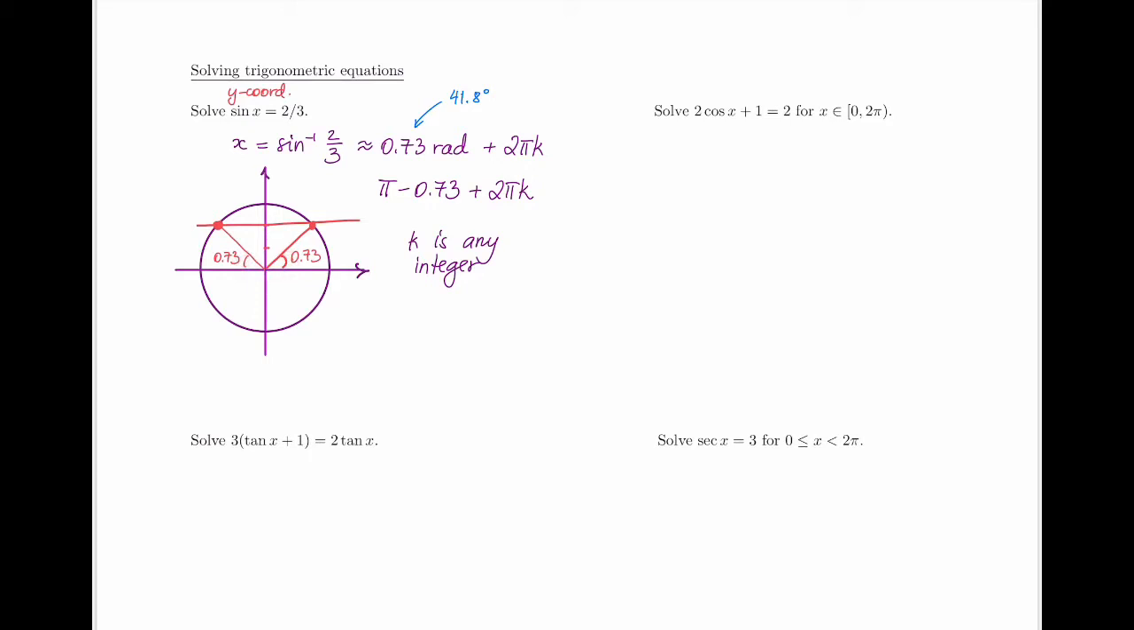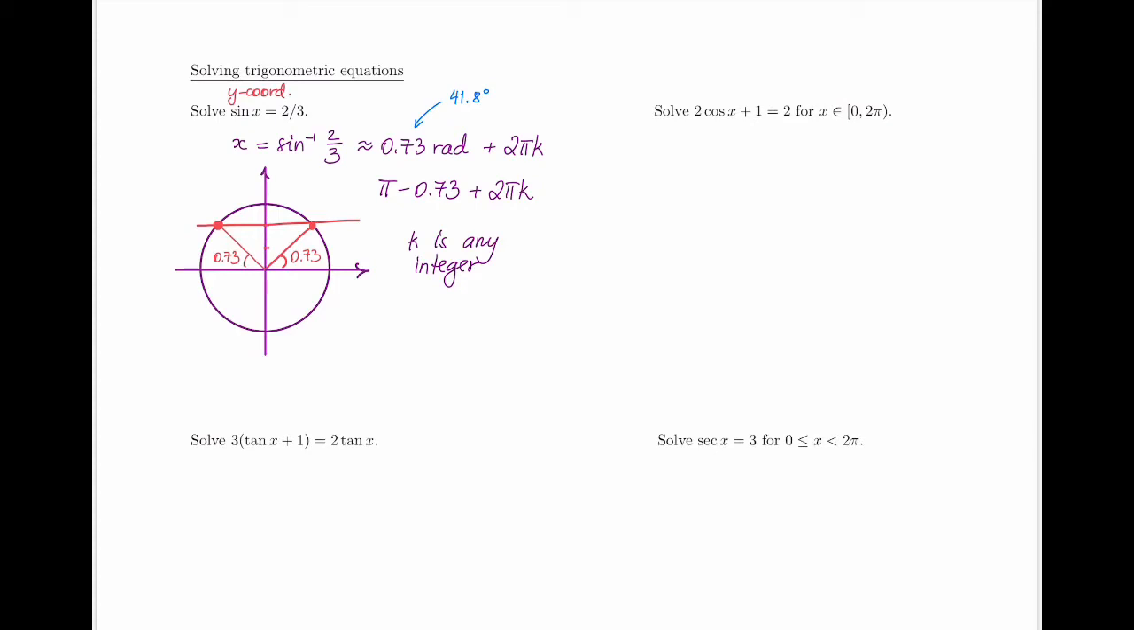All right, moving right along, let's take a look at this next equation. Here we're given 2 cosine x plus 1 equals 2, and the restriction that our solutions should be only between 0 and 2 pi, so on the first rotation on the unit circle.